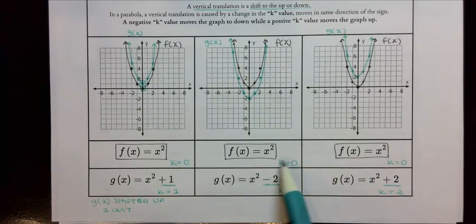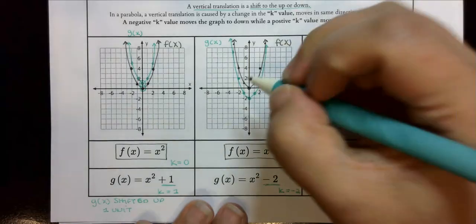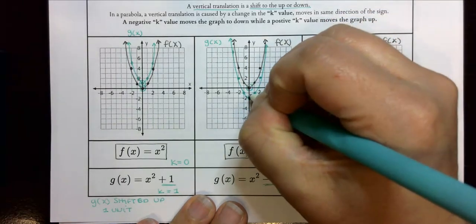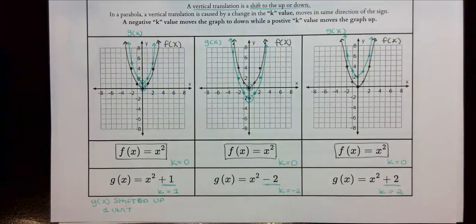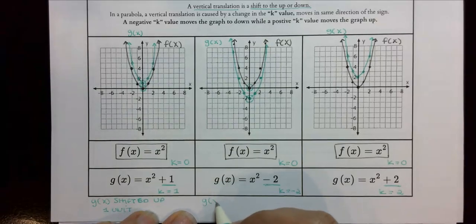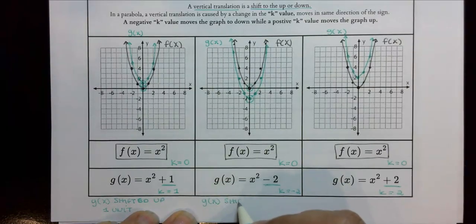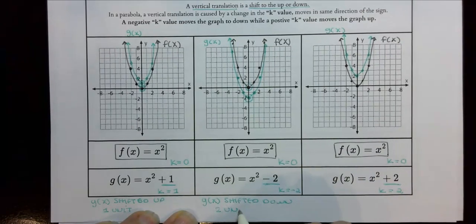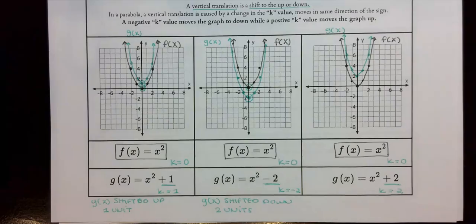All right, let's look at the second example here. Notice that k is equal to 0 because there's no extra numbers here. And our g of x has this minus 2 at the end, so k is equal to negative 2. If you look at the graph and you compare the original vertex to the new vertex, you can see that the new vertex is 2 units below the original. So we're going to say that g of x shifted down 2 units. So the number tells us the distance. The sign tells us the direction. So it's telling us two things here.